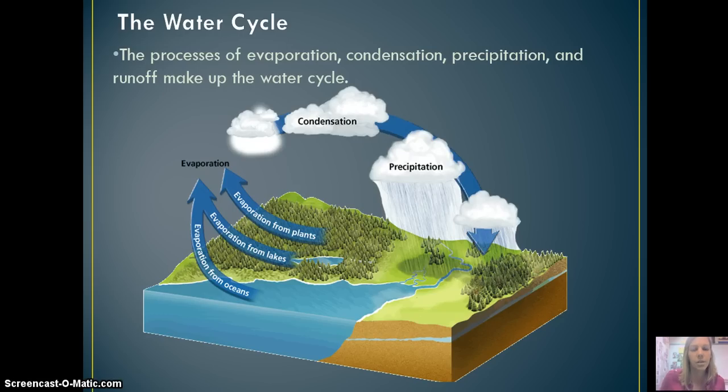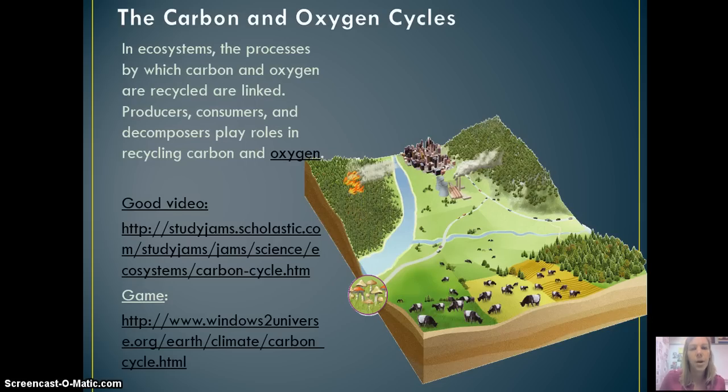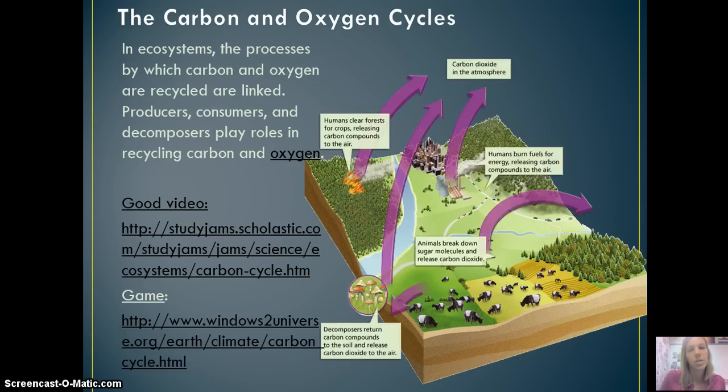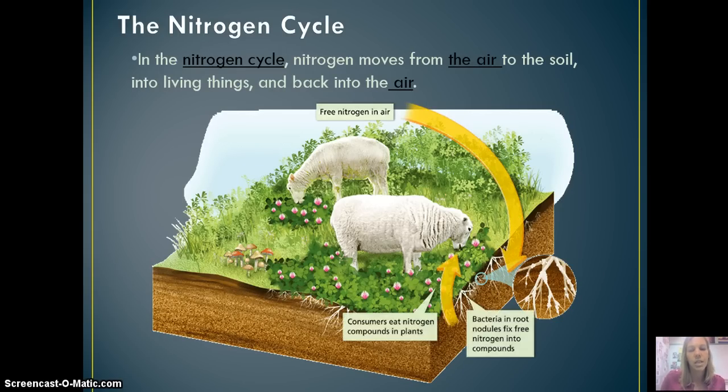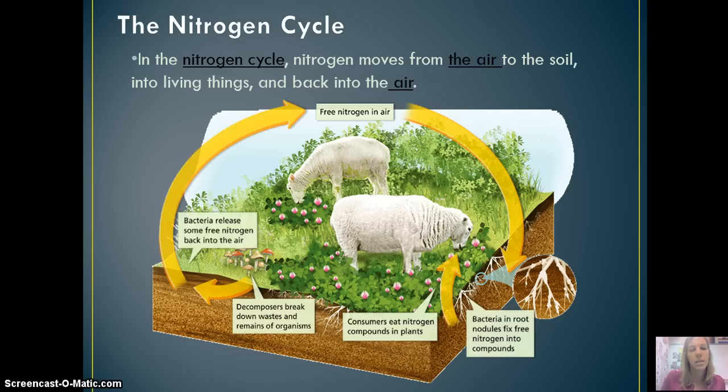Here is just a little slide reminding you of the water cycle. This is something we recently studied, so this should be fairly easy to review. We also have a slide on the carbon as well as the oxygen cycle, showing you how oxygen and carbon move from the ground to the atmosphere and then back again. And then we also have the nitrogen cycle, which shows how nitrogen gets from the air to the ground, back to living things, back to the ground, back to the air, etc.